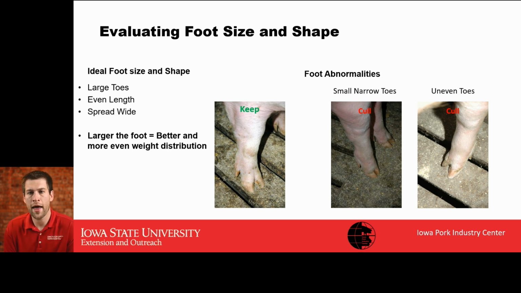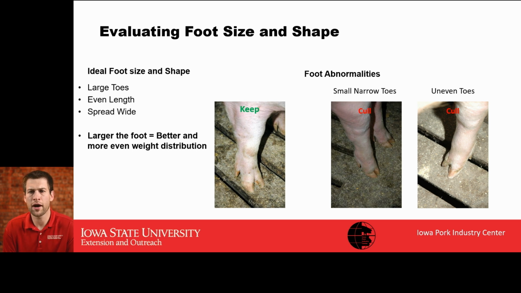We look at abnormalities then here on the right. Again, a small narrow toe here. You can see that this gilt obviously is very straight through that hock and pastern and then meets the surface on a very narrow and small foot. So she's putting a lot of weight really on a very small surface area. And again, just compounding that added pressure that we're putting on those joints immediately above the foot.